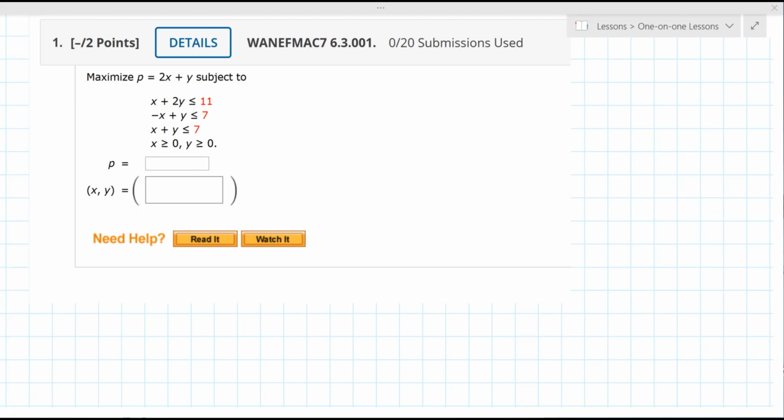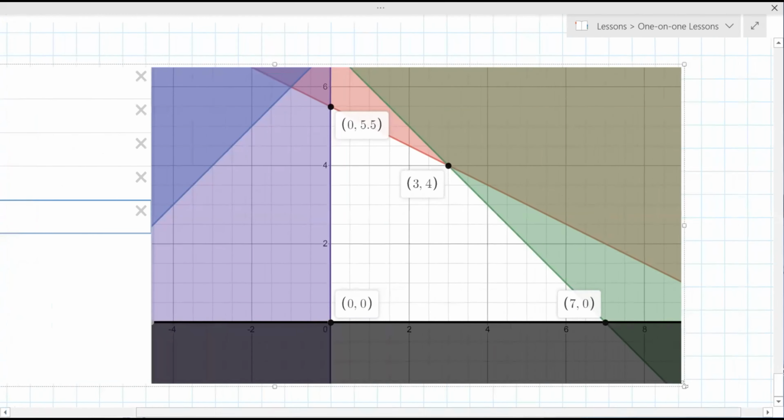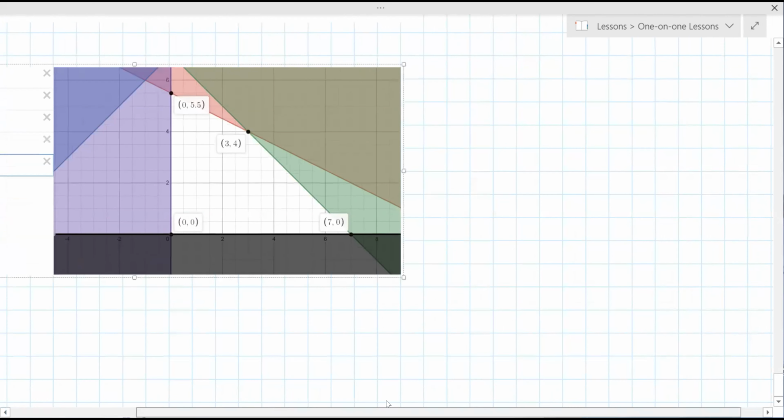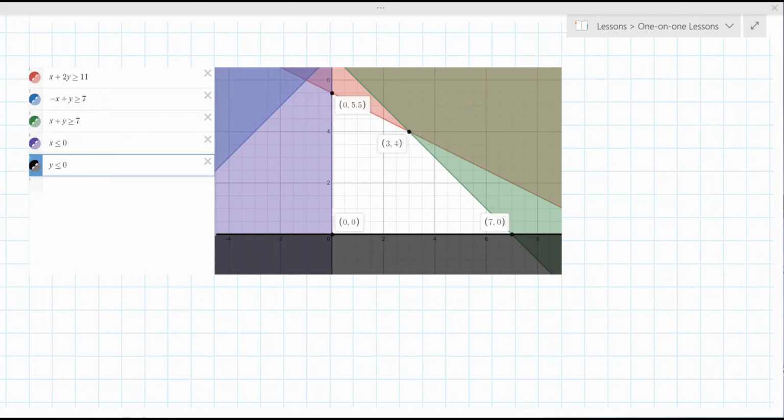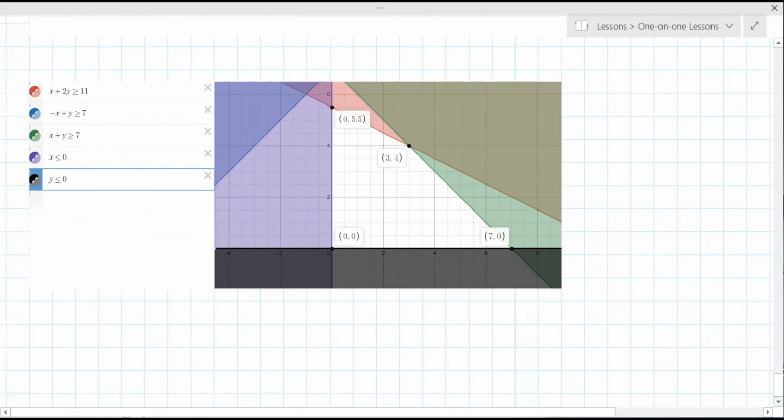It really makes a huge difference. So I wonder if Desmos has a 3 by 3. I never thought to do it, but it probably has. So we're going to check all these points in the optimization function, and the optimization that we're doing in this one is 2x plus y.